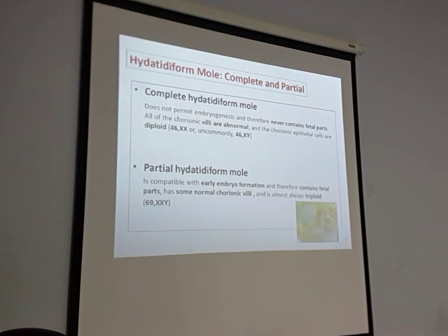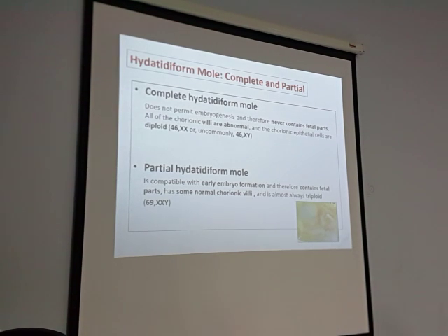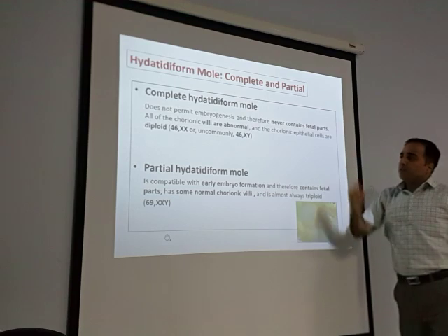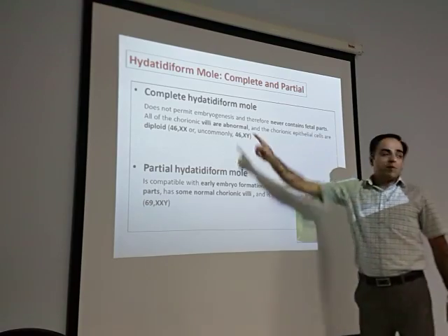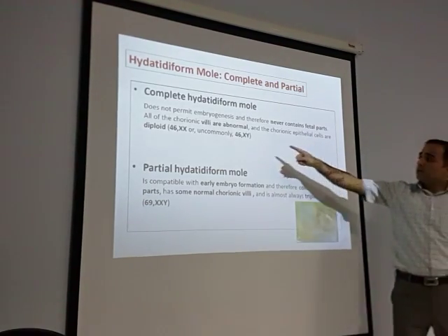So in a complete mole, a patient comes to you with a swelling in the uterus, you remove it, and you say it is a mole. But if you do not find any fetal part, it is a complete mole. It never contains fetal parts, and all the chorionic villi, you know the chorion, in the placenta you find amnion, chorionic villi, all the features, will be abnormal. And what will be the karyotype?